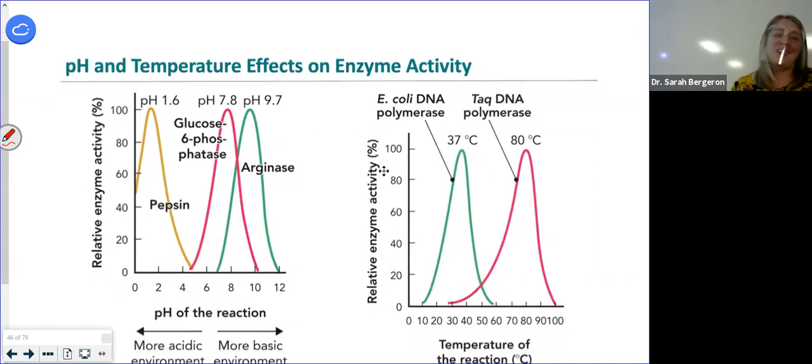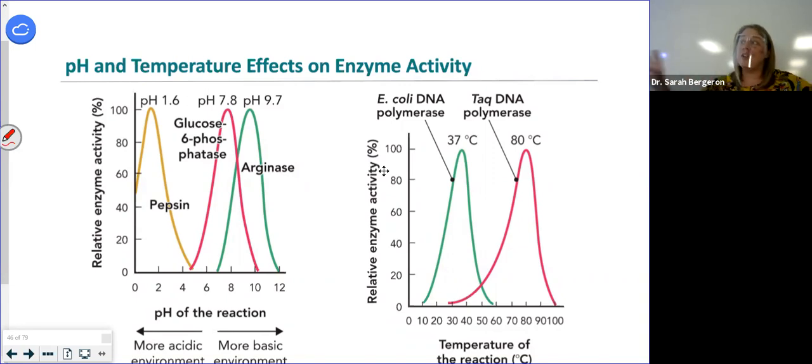Okay, so now that we kind of know how fast reactions go and how we can analyze them, what are things that will affect the rate of those reactions if you have the same substrate and the same enzyme? pH and temperature are the two biggest ones. Do all enzymes work at the same pH? No. How does pH actually affect enzyme function?